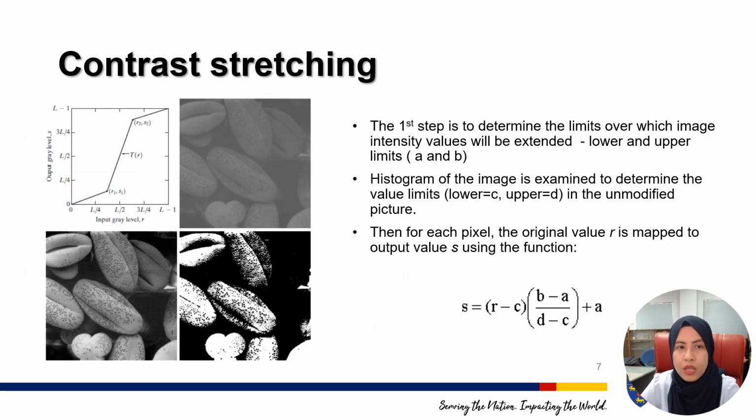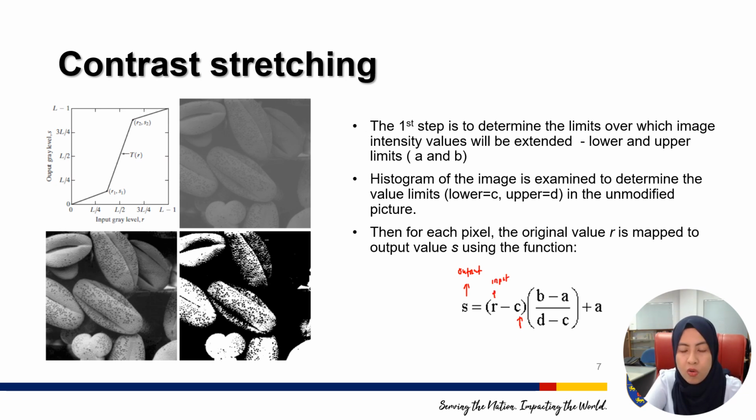All right. So this is the formula for the contrast stretching transformation. The first step is to determine the limit over which image intensity values will be extended, which is the lower and upper limit. Then the histogram of the image is examined to determine the lower value and upper value in the unmodified picture. Then you can use this formula to transform it. S is the output, and this is the input value.